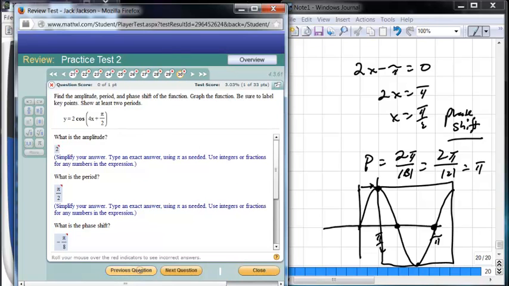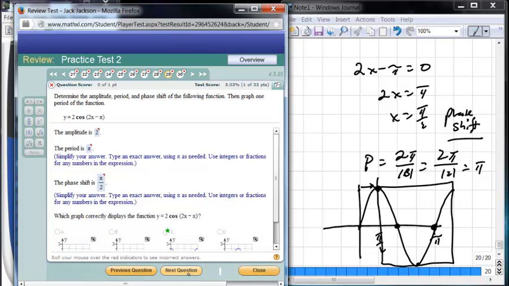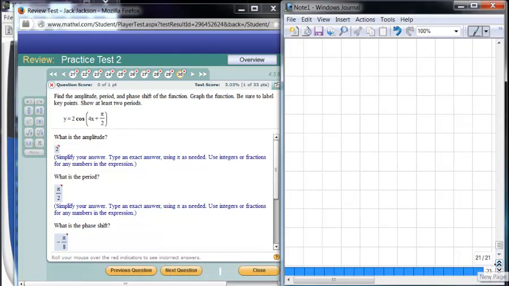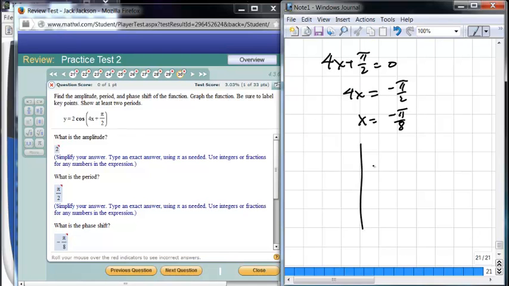Okay, here's another similar question. So the amplitude is the absolute value of 2, so that's 2. The period is 2 pi divided by 4, so that's pi over 2. The phase shift is when 4x plus pi over 2 is equal to 0. So 4x equals negative pi over 2. Divided by 4, x is negative pi over 8. So it's going to start at negative pi over 8.